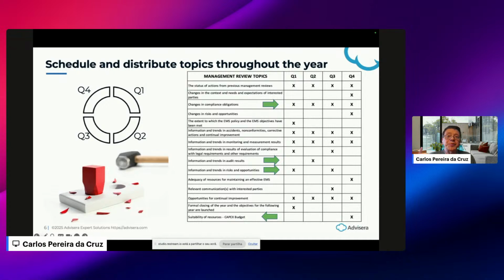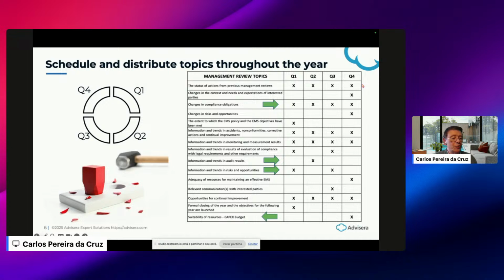However, and that's important, while ISO 14001 itself doesn't explicitly mandate a fixed frequency, certification bodies require at least one management review per year as a contractual obligation to maintain certification. So if you want to be certified or maintain your certification, you need to do a management review at least once per year, not because it's in the standard, but because it's in the contract with your certification body.